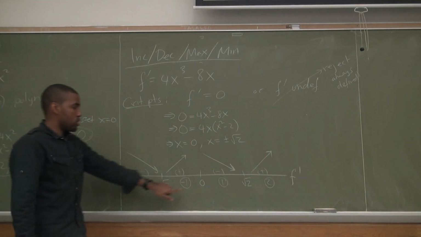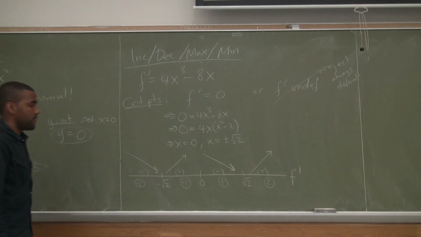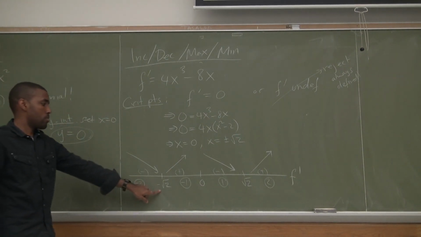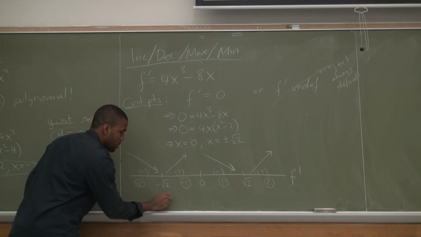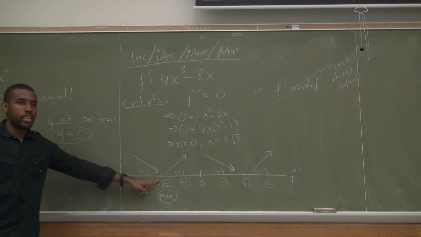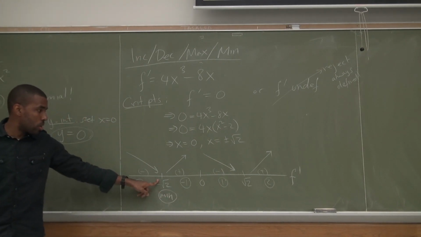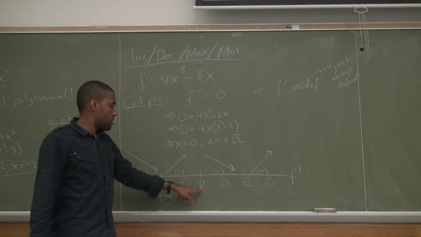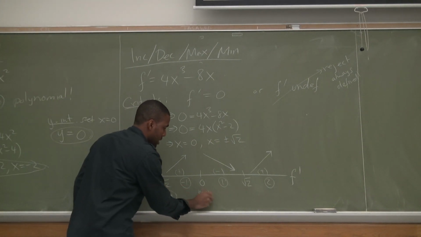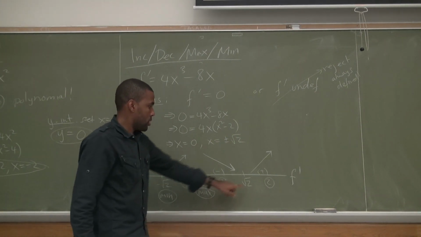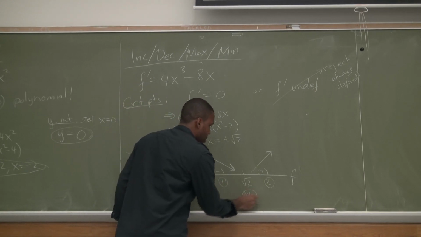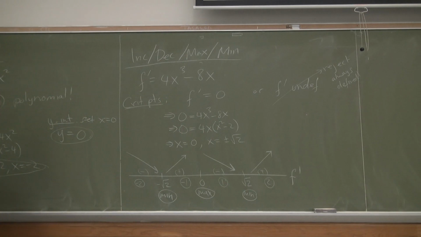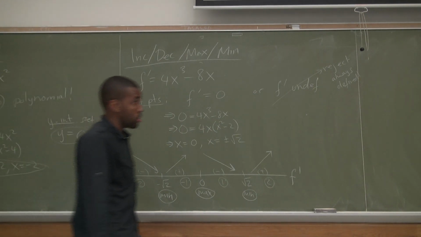What can I say about these 3 points here? You can't say anything about concavity from the first derivative. This is a minimum because your function is defined here. It's a polynomial, so it's defined everywhere. 0 is what? 0 would be a maximum. Plug in here, this would be a minimum. So this particular function has 2 local minimums and 1 local maximum.